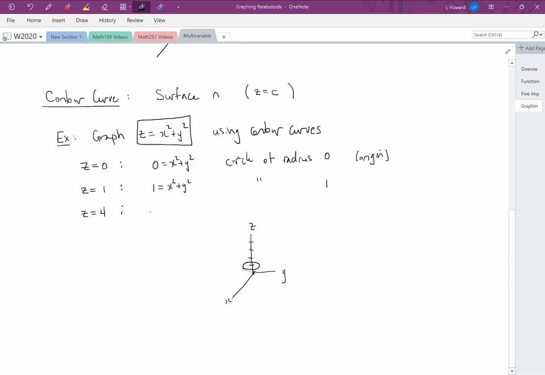Okay, now at z equal 4, we get 4 equal x squared plus y squared. So that is a circle of radius 2. Again, centered at the origin. So we can pick out where z equal 4 is, right here, and then at that z level, draw what looks like a circle of radius 2. Okay, so maybe something like that.